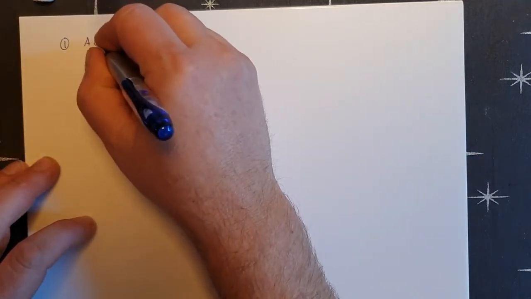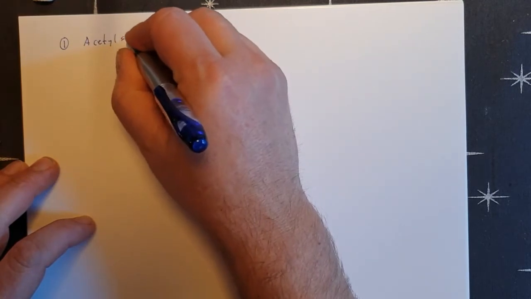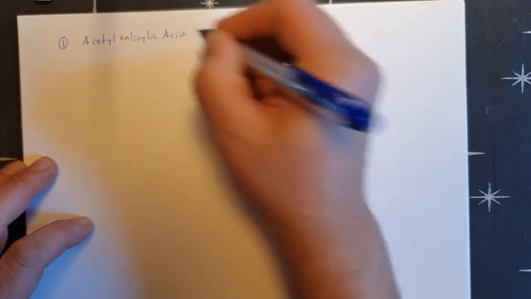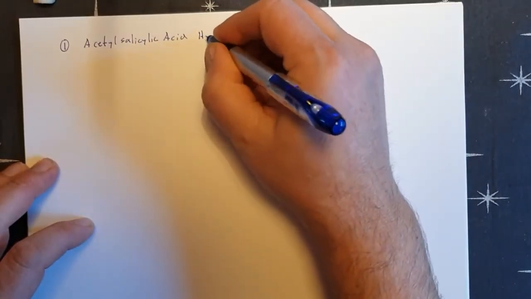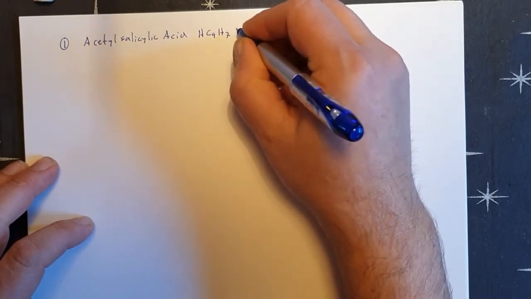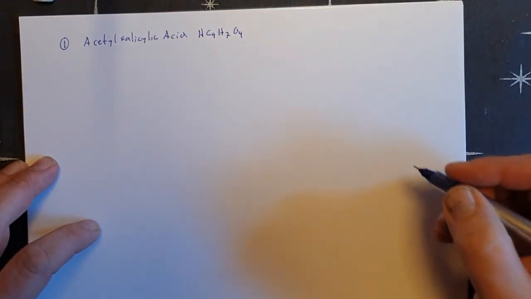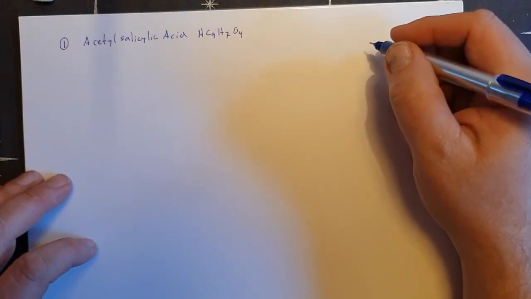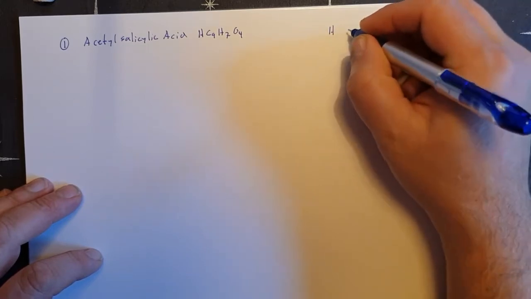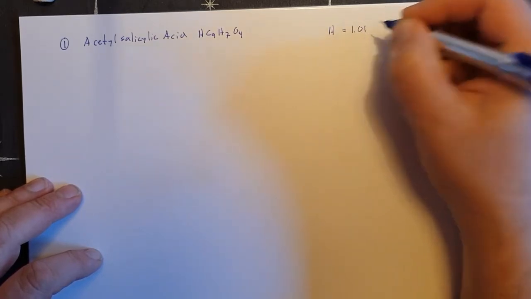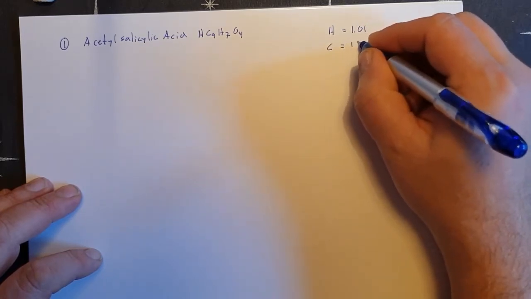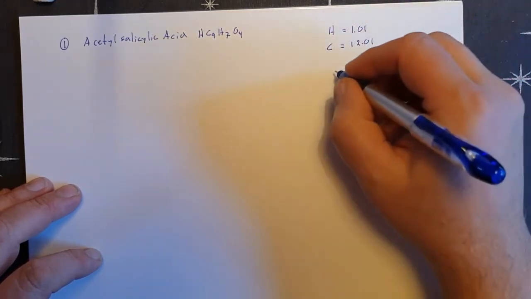So acetyl salicylic acid, which has a molecular formula of HC9H7O4. So this question is going to ask about the molar mass. It's going to ask for a concentration in the end. So we might as well just start by writing down the molar masses and atomic masses of these elements that are in this particular compound.